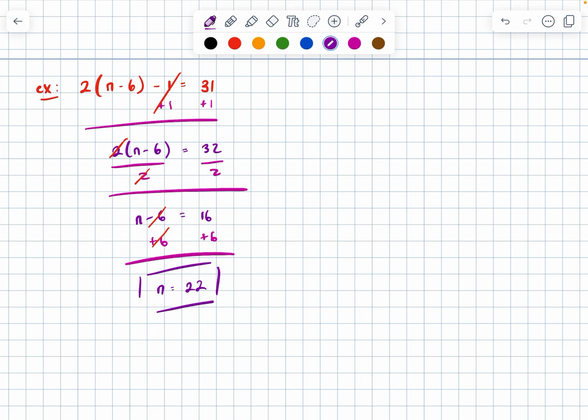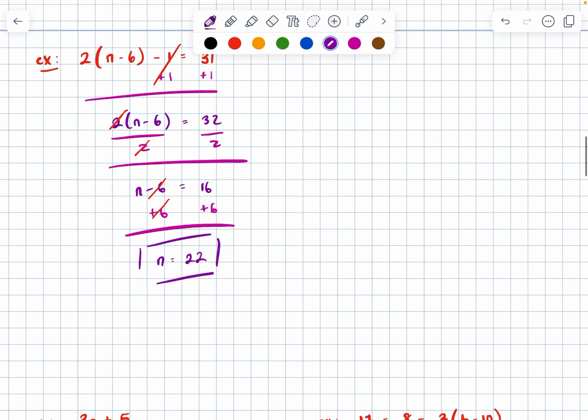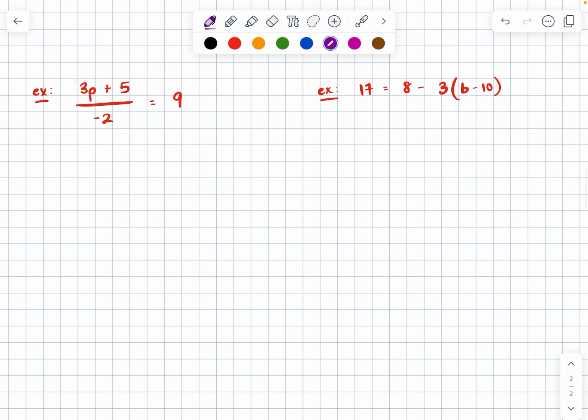Okay, so we've got a couple problems under our belt. Let's see if you can do some on your own. Try these two: 3p plus 5 over negative 2 equals 9, and 17 equals 8 minus 3 parentheses b minus 10. So again, my goal is to solve for p or solve for b. What steps am I going to take to get those variables by themselves? So set like a 2-minute timer, 3-minute timer. Give yourself some time, see how far you get. Don't need to get all the way through, but give yourself a fighting chance. Let's see if we can solve each of these equations. Go ahead.